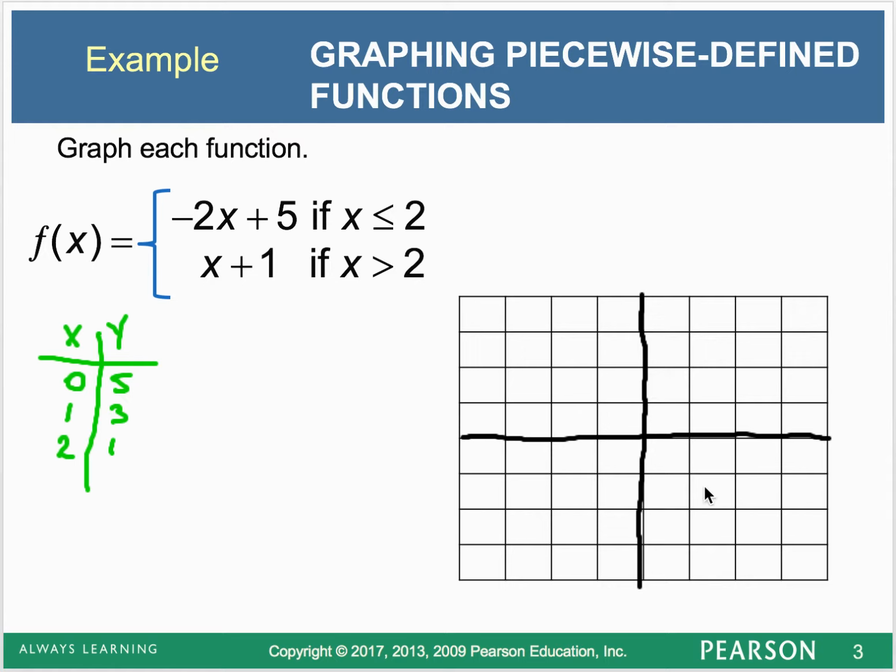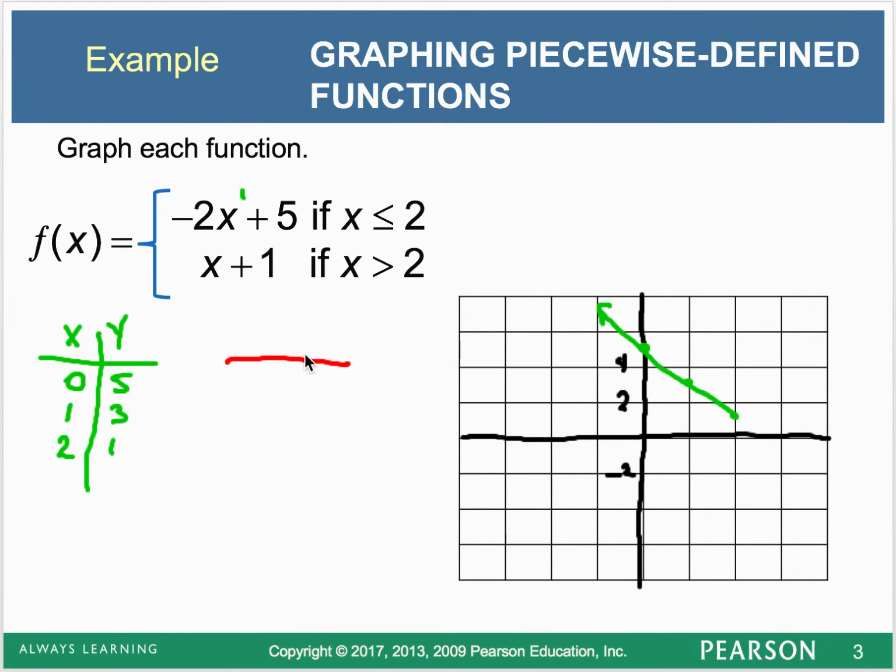We'll see. Okay, so I'm going to plot these points, 0, 5, and maybe I will even go by 2s. 2, 4, negative 2. Okay, so 0, 5, 1, 3, and 2, 1. Okay, so when x is less than or equal to 2, so I know it's a line, right? It's a linear function, so I just got to know that shape is a line. Goes forever.